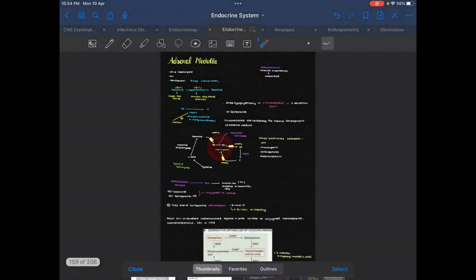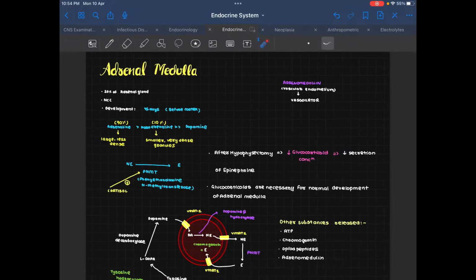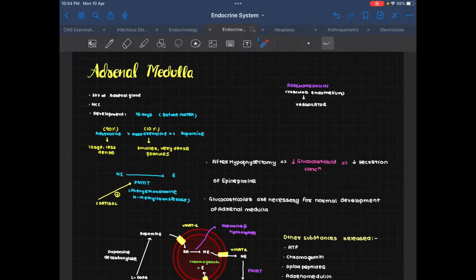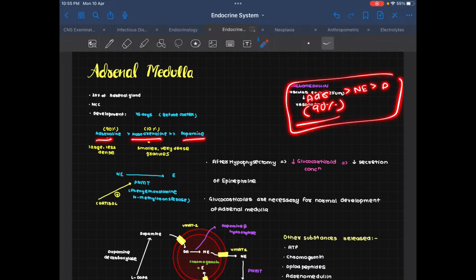Right, so now we proceed on to the adrenal medulla. Then we're going to discuss the adrenal cortex. So what is the adrenal medulla? How is it derived? It's derived from the neural crest cells. Okay, we know that. And your adrenal medulla, what is the basic hormone that is getting released? It's mainly adrenaline. 90% of the times it's adrenaline, followed by noradrenaline, followed by dopamine. Very important. Okay, so adrenaline, noradrenaline, and dopamine.